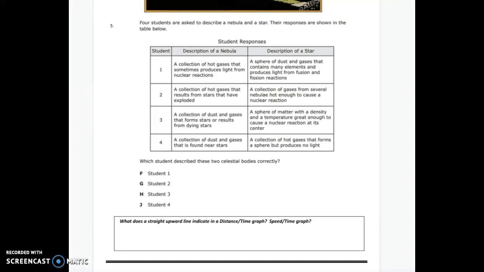Okay, 4 students are asked to describe a nebula and a star. Their responses are shown below. So we're going to look for those key words. Remember, for a nebula we look for cloud, gas, dust, those key words that we were looking for. Over here on the star, we're going to look for light, or emitting something about light, possibly nuclear reactions.